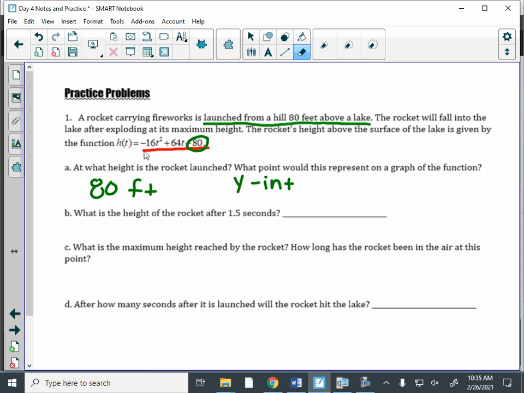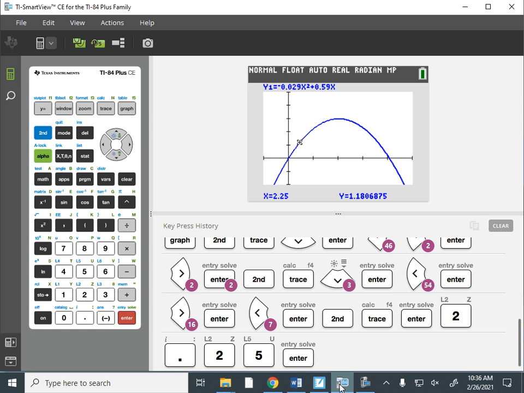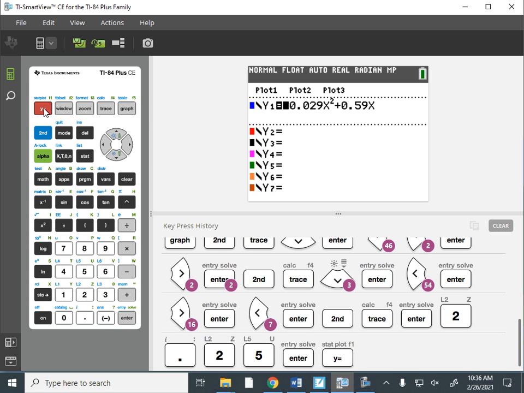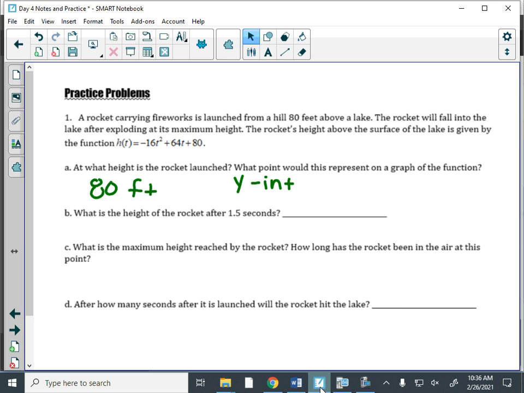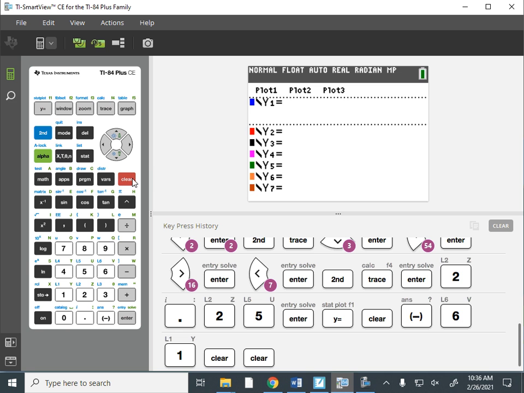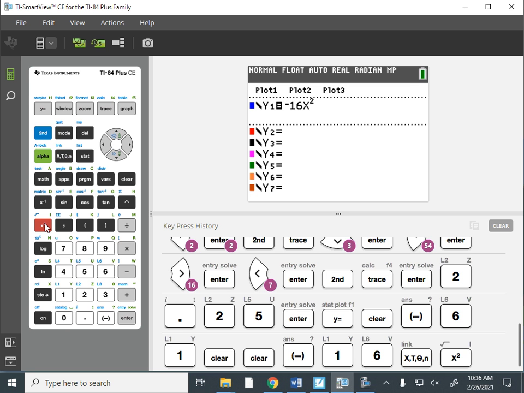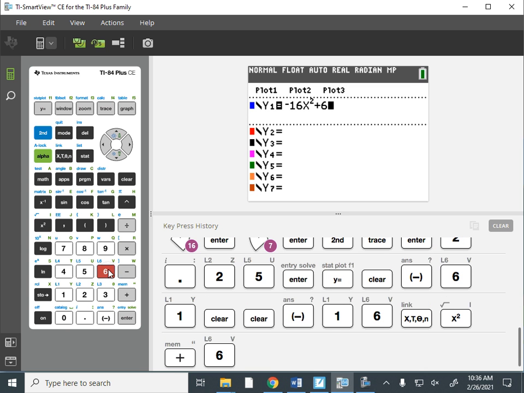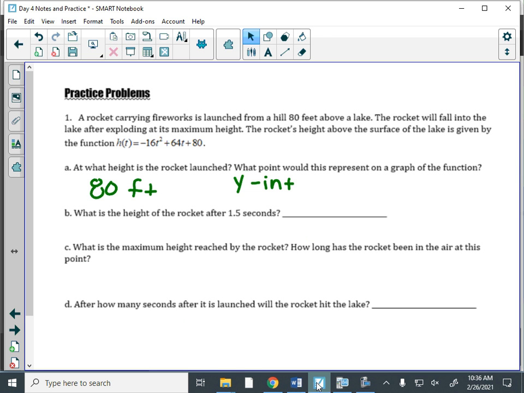What is the height of the rocket after 1.5 seconds? Again, we can use our graphing calculators to find this. I'm going to go to y equals on my graphing calculator, clear out what's there, and type in the function: negative 16t squared plus 64t plus 80. And again, notice how it says t, negative 16t. Just hit the variable button, next to the green alpha button. We just need a variable there. Plus 64, plus 80.